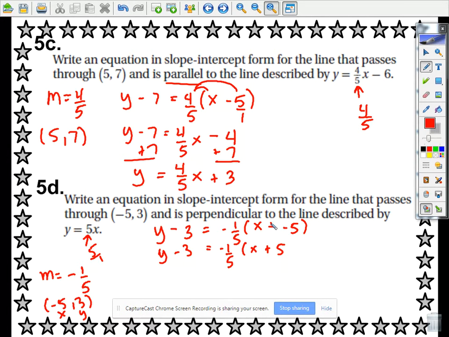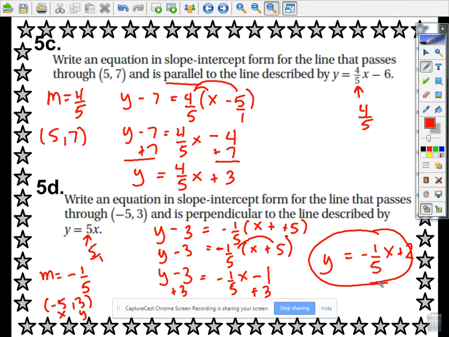Now we're going to distribute negative 1/5. So here I'll have negative 1/5 x. And when I distribute it here, it will be a negative, and these 5s cancel out, so I have a negative 1. Last step, add a 3. And my final equation is y equals negative 1/5 x plus 2.